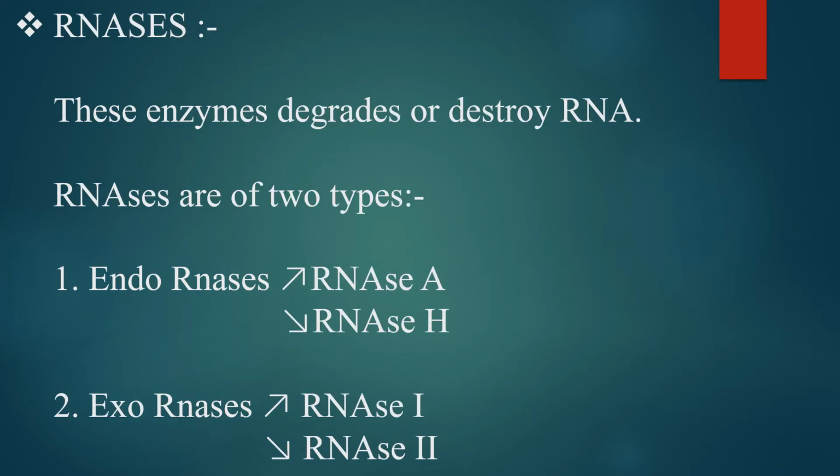RNases. These enzymes degrade or destroy RNA. RNases are of two types: endoRNases and exoRNases. EndoRNases are of two types: RNase A and RNase H.